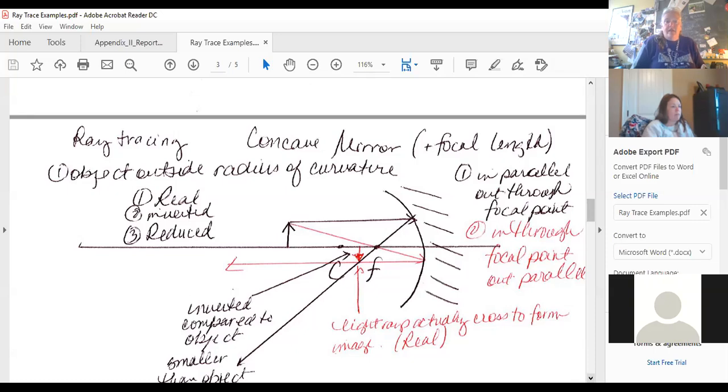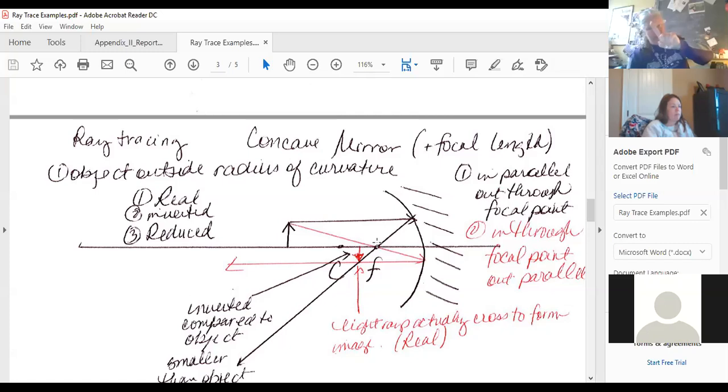So the object in this case is outside the radius of curvature. So just like we got before, we got a real inverted reduced image, but this time it's still in parallel out through the focal point. So the mirrors luckily only have one focal point. That makes it easy. So in parallel out through the focal point, then in through the focal point and out parallel. Now you may say, but Dr. Burris, those two light rays cross there.